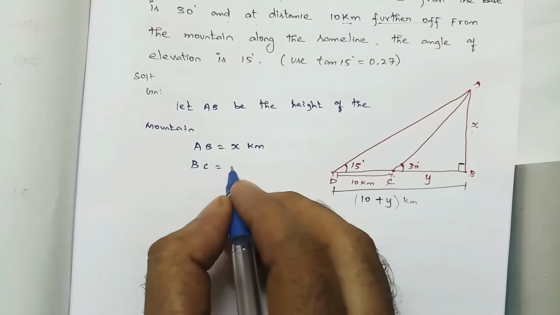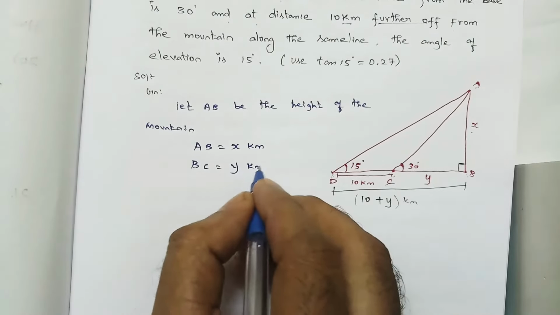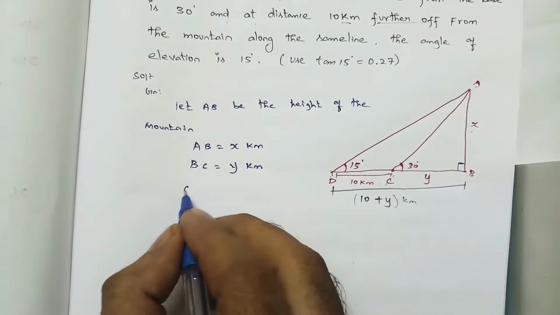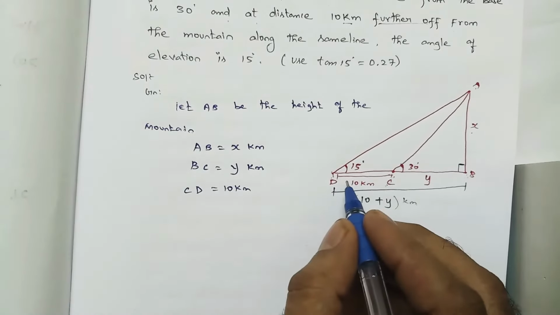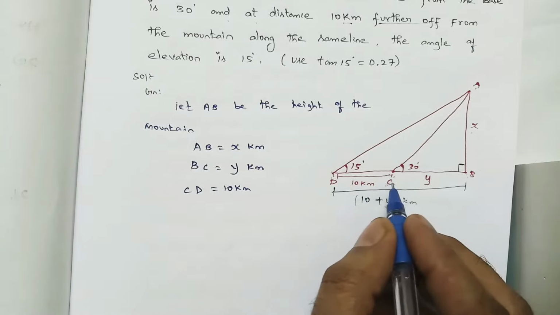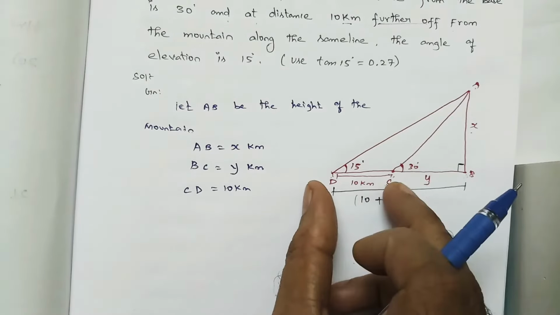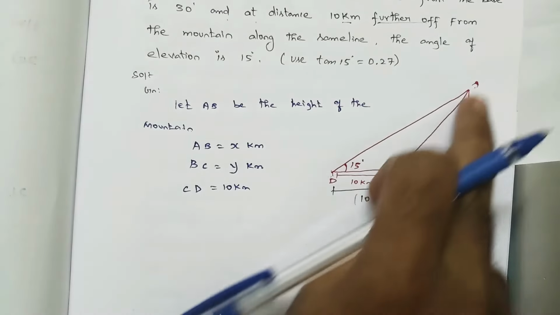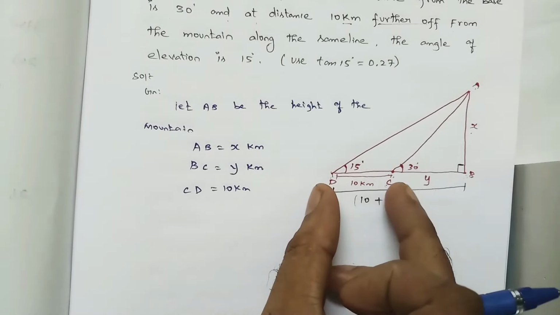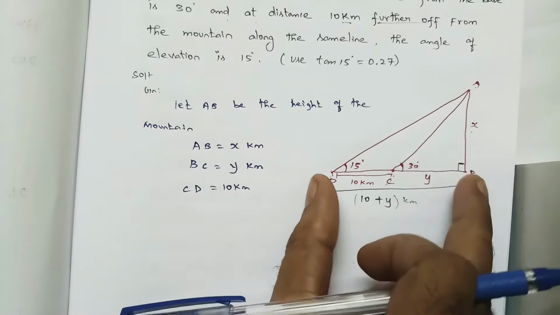BC is equal to Y kilometer, right? Y kilometer. And CD they have given. CD is nothing but 10 km, right? But we don't want the value of CD, because CD is a part of that right angle triangle ABD, right? CD is nothing but a part only. We won't use it. So BD alone we need.